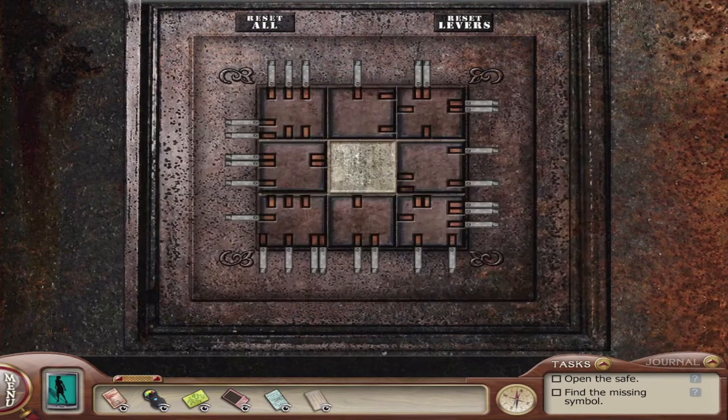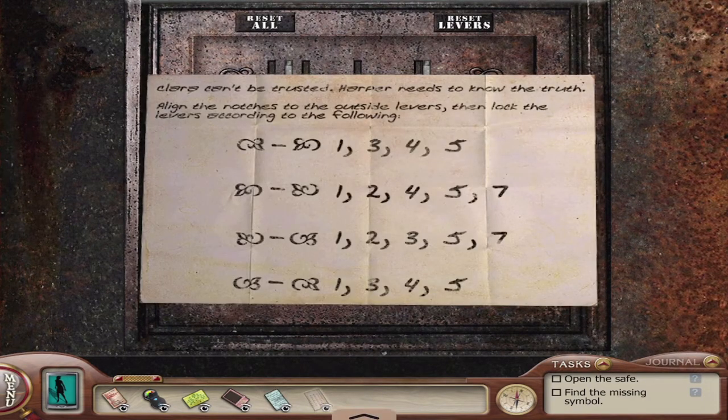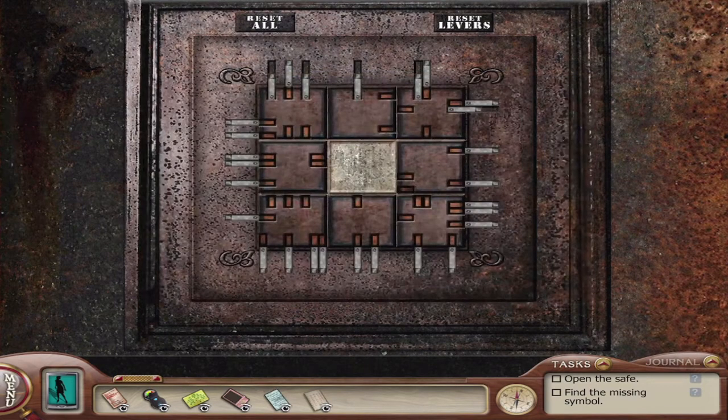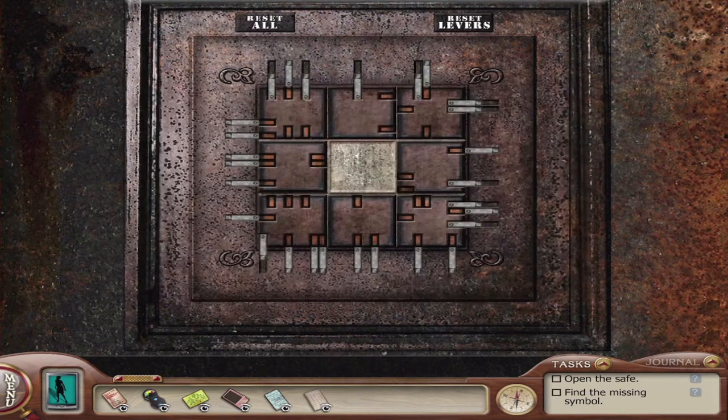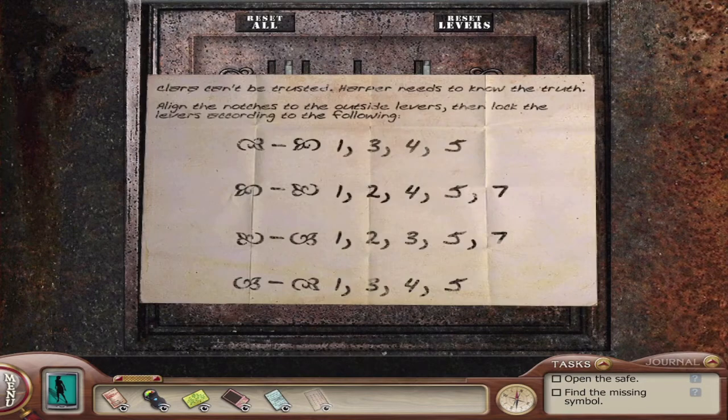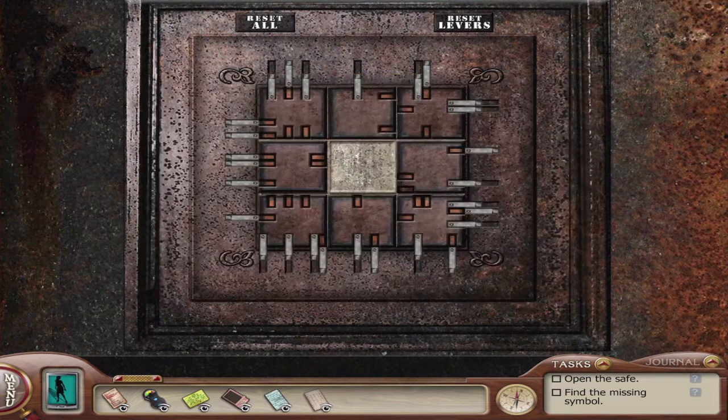1, 3, 4, 5. 1, 2, 4, 5, 7. 1, 2, 3, 5, 7. 1, 2, whoops. 2, 3, 5, 7. 1, 3, 4, 5.